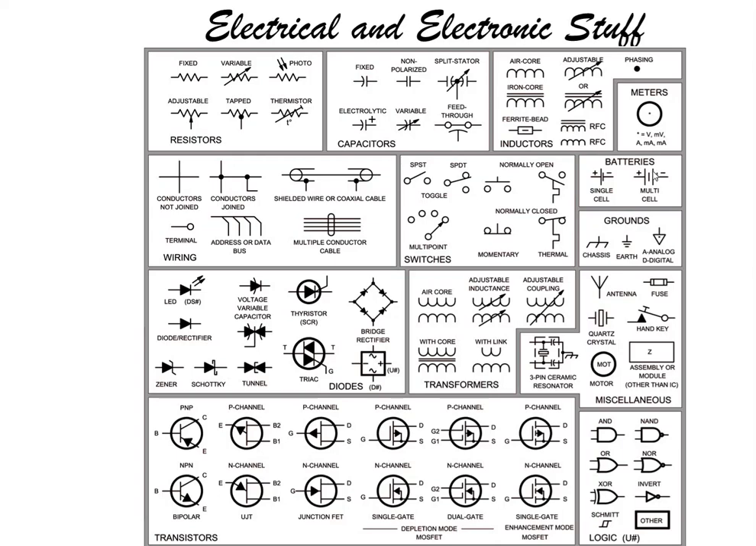The next one is the batteries. You can see on my screen the single cell is represented like this, along with the different ground symbols. I will show you the different standards for how we can represent the ground symbol. For the chassis it looks like this, for the earth it looks like this. These are the different types of symbols for the ground.